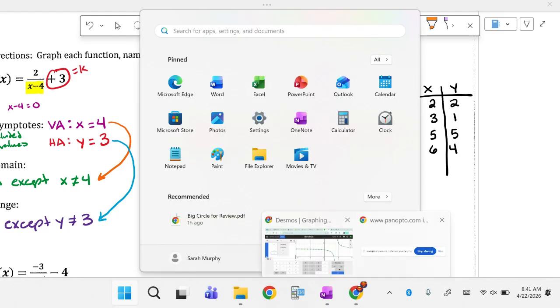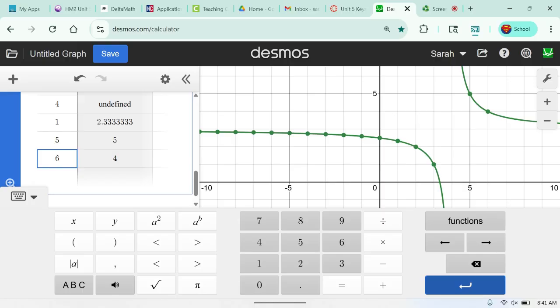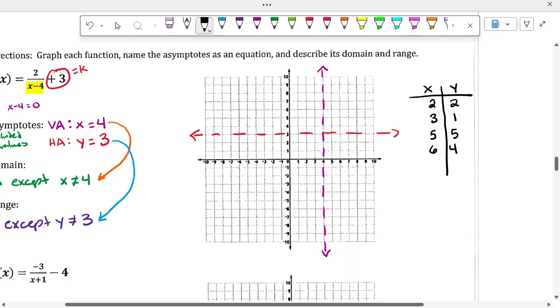And let's just finish it up. Just check the rest. So 7, not pretty. 8, kind of pretty, not pretty enough. 9, kind of pretty, not pretty enough. 10, not too pretty. So we got these points right here.